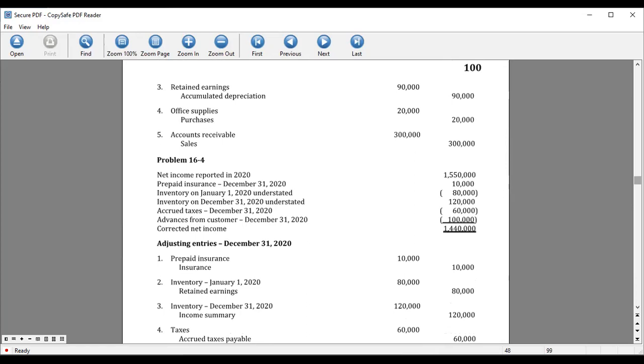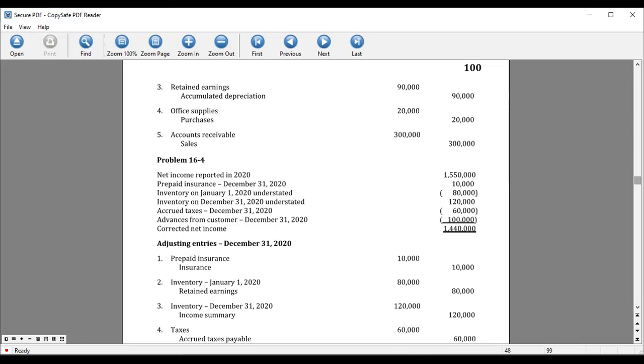16-4. Again, we have net income given for 16-4. Determine the correct net income for 2020 before adjustments of 1,550,000. Upon inspection of the records, the following facts were discovered for the year ended December 31, 2020. A fire insurance premium of 40,000 was paid and charged as insurance expense. So the entry was to debit insurance expense and credit cash.